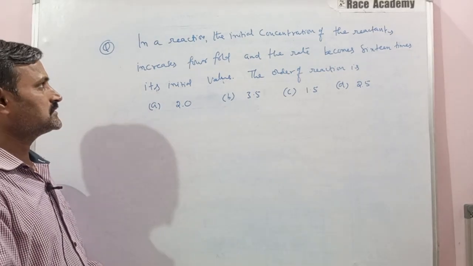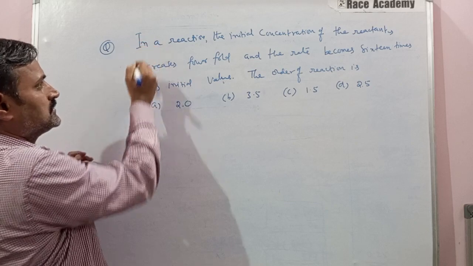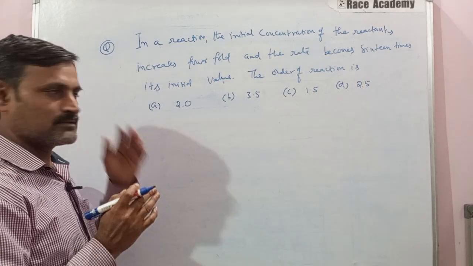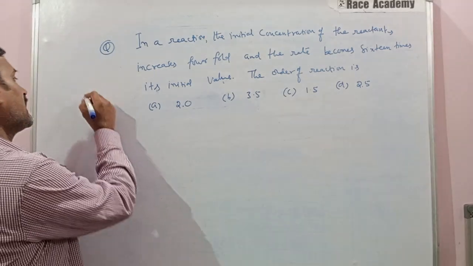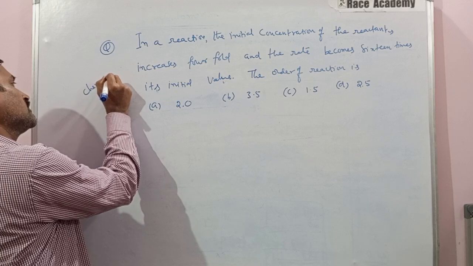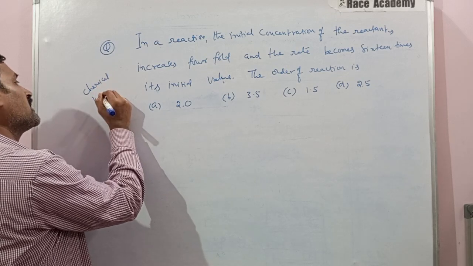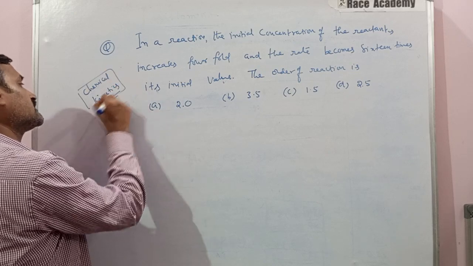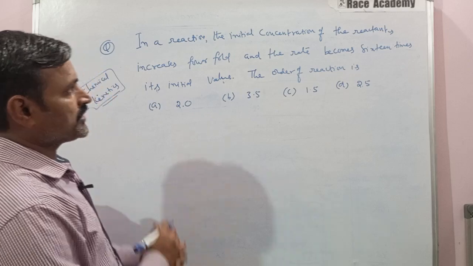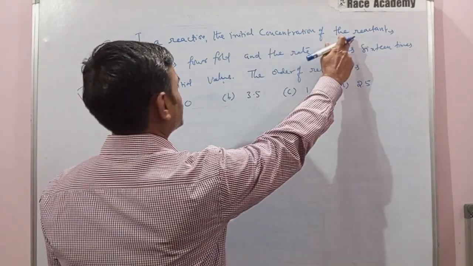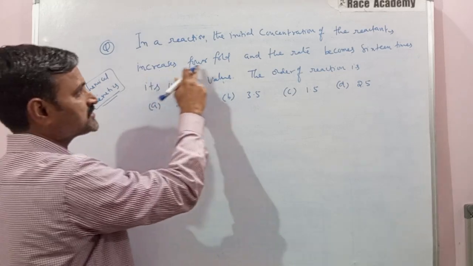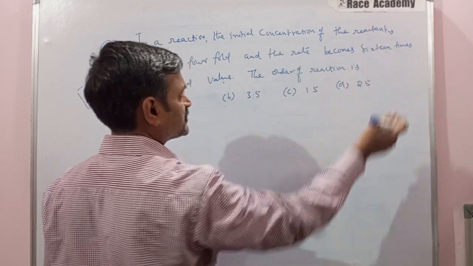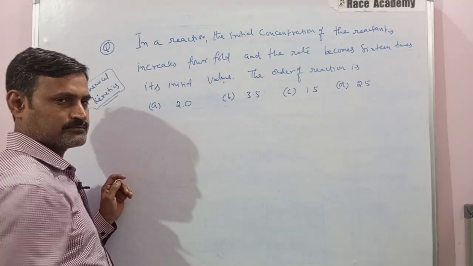Yes, are we clear? After reading the question, it is a discussion about rate of reaction, that means the rate-order relation from the topic chemical kinetics. So this is also a question from chemical kinetics. Now, if you read the question, the initial concentration of the reactant increases, how many times? 4 times. At that time the rate also changes to 16 times that of the initial value.